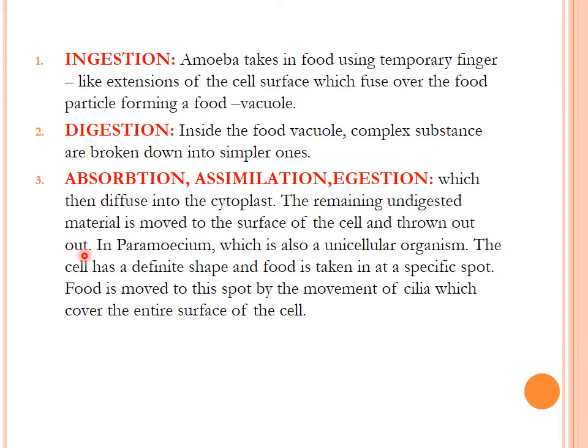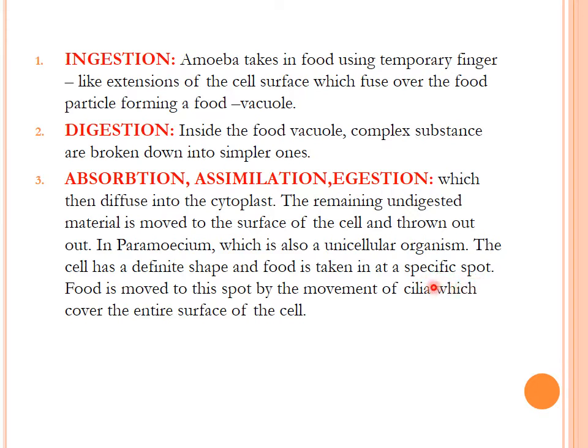Now another organism such as paramecium, which is also a unicellular organism, its cell has a definite shape and food is taken in at a specific spot. अमीबा में तो ऐसा कोई स्पॉट नहीं होता. मीन्स फ्रॉम अ जनरल बॉडी सरफेस द फूड कैन बी इनक्लोज्ड. ठीक है, यहाँ पर क्या है, दे आर हैविंग अ स्पेसिफिक स्पॉट.